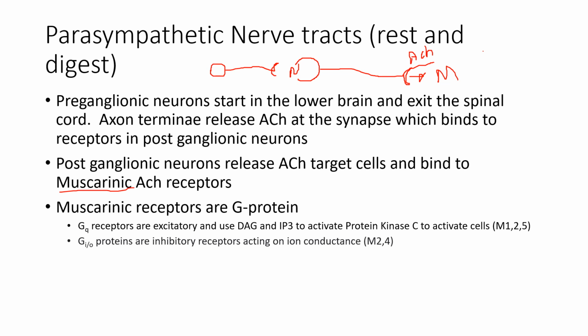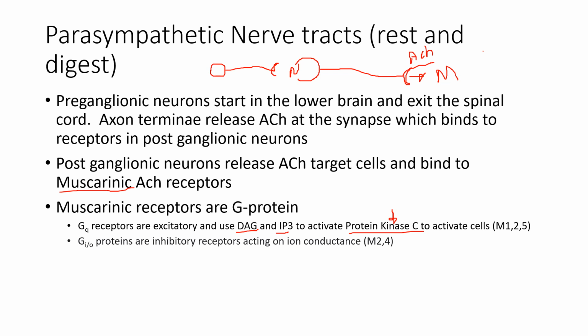You can bind to what's called a Gq receptor, which is stimulated, and it produces a couple molecules like DAG and IP3, don't worry about that, to activate something called protein kinase C. Now remember, kinase means that you're going to take a phosphate from usually an ATP and put it on something. In this case, you're going to phosphorylate a protein. Now these proteins activate cells to do something. There usually are the subtypes M1, M2, and M5. I'm sorry, M1, M3, and M5.